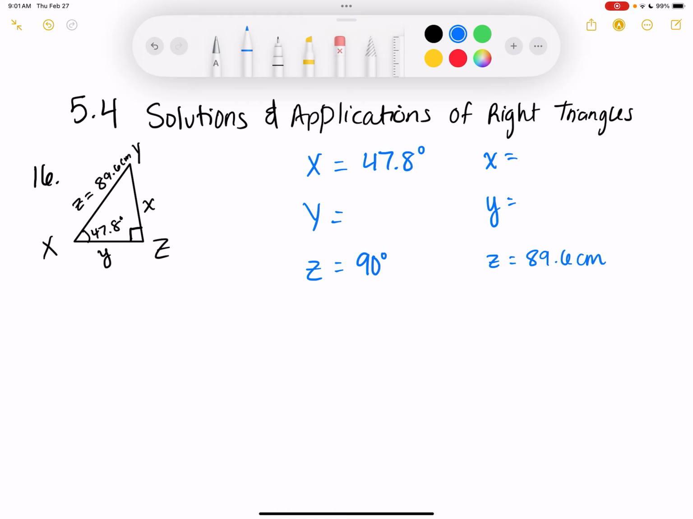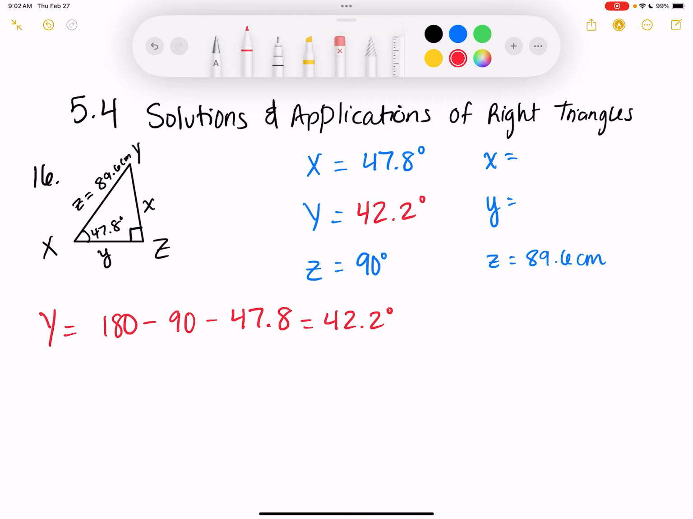How many degrees are in a triangle? 360. That's a circle. 180. Yes, 180. So to find angle Y, I can do 180 minus the other two angles, so minus 90 and minus 47.8. Which gives us 42.2 degrees. So I put that in up there.